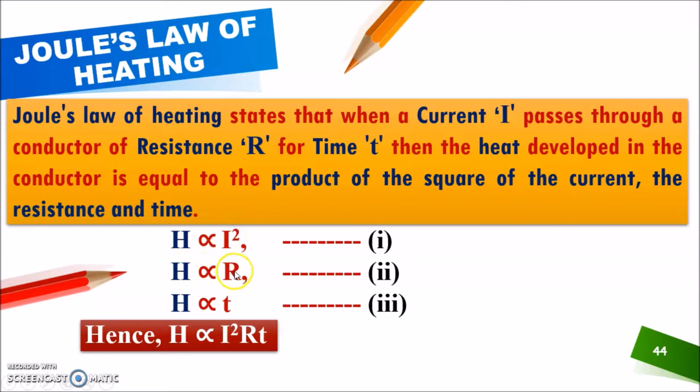Mathematically we can write this statement like this: H is directly proportional to I square, H is directly proportional to R, and H is directly proportional to T. I is current, R is resistance, T is time. After combining these three relations we get the final one: H is directly proportional to I square RT. This is what we call Joule's law of heating.